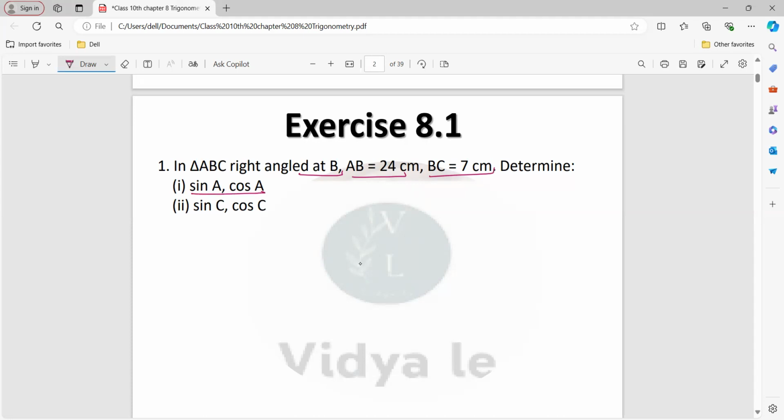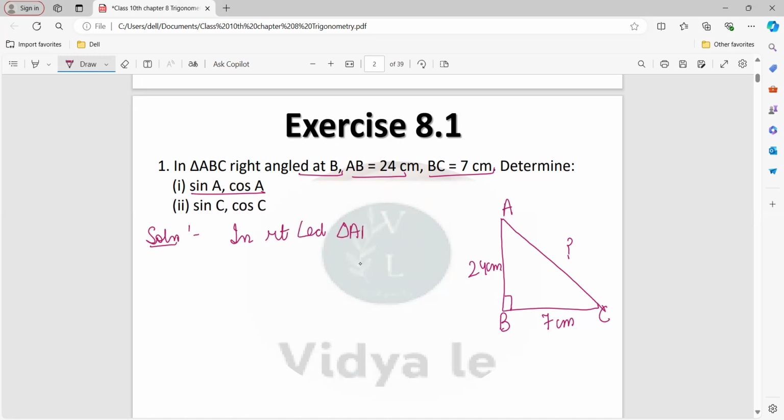So herein we have a right angle triangle ABC, right angle at B. We have the value of AB, AB is 24 centimeter. We have the value of BC, which is 7 centimeter. First of all, we need to determine the hypotenuse, and we can apply the Pythagoras theorem. So we'll take, in right angle triangle ABC, we need to find hypotenuse.